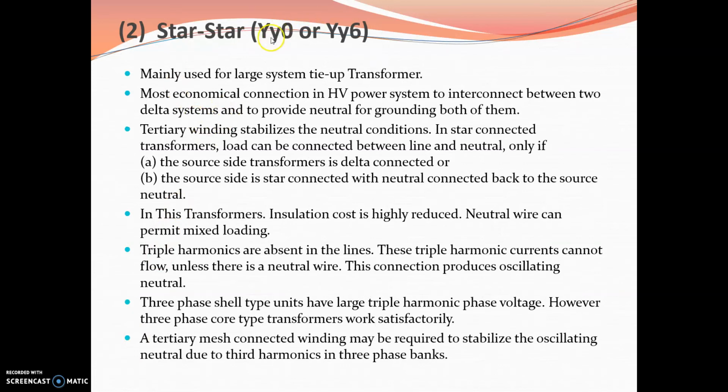Similarly, you have applications for star 0 degree and 6, that is 0 degree and 180 degree phase difference. Due to this, insulation cost is reduced and harmonics are also reduced because of the star connection. No circulating current flows in the filter. Also, the tertiary winding stabilizes the neutral condition. Go through these applications and then try to draw the vector diagram on your own.